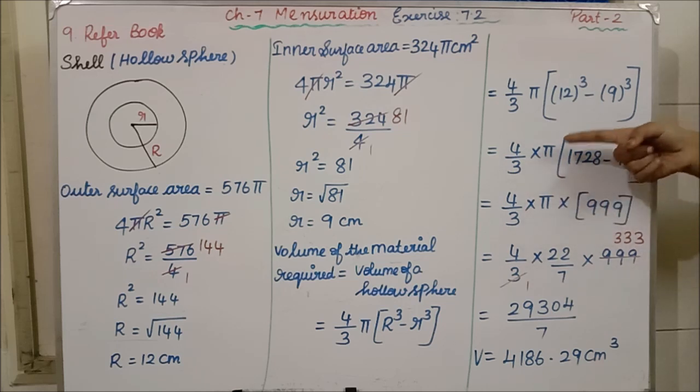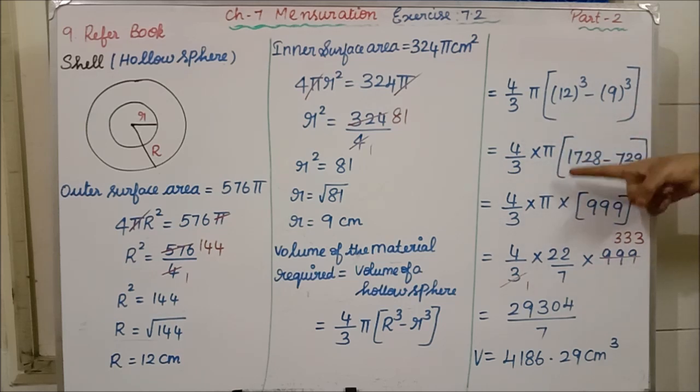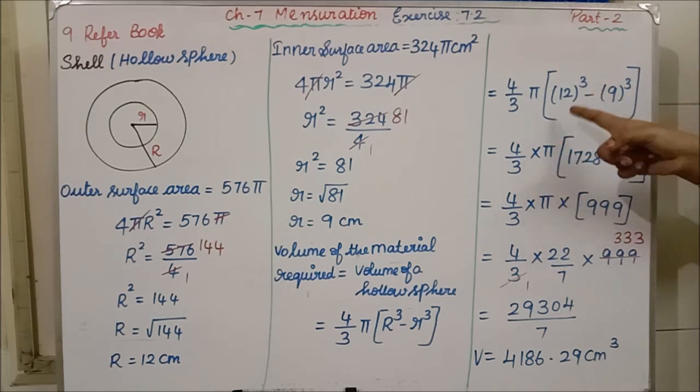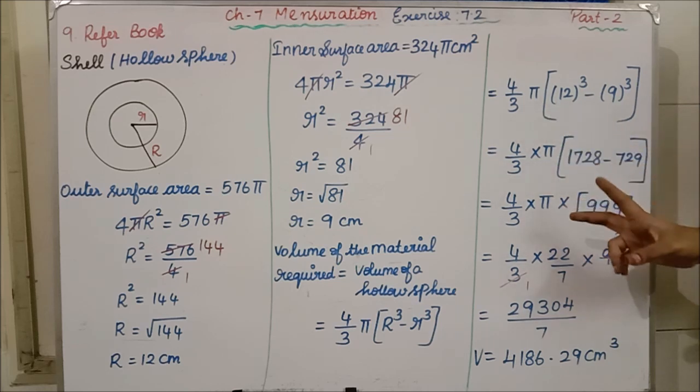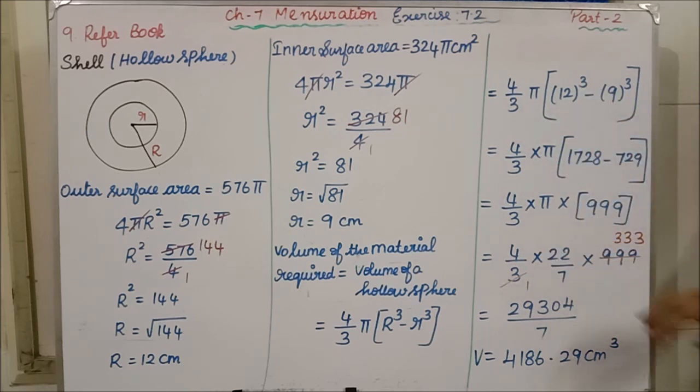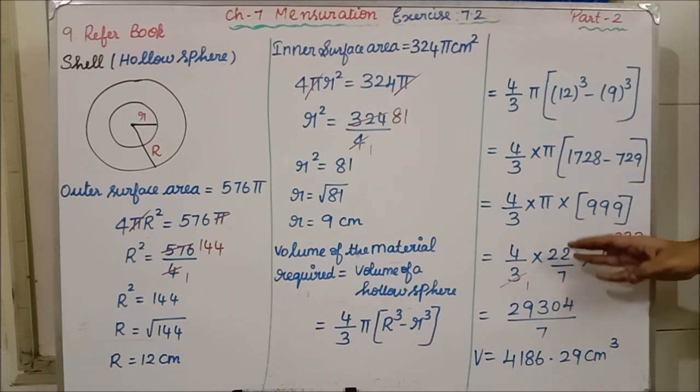So 4 by 3 pi. Students see, I am not substituting the pi value here because 22 by 7 will not cancel here. So I am bringing it down, and at last only I am going to substitute that value. 12 cube means 1728, 9 cube means 729. Okay, after subtracting both the values I am getting 999. Pi value is 22 by 7. 4 by 3 into 22 by 7 into 999.